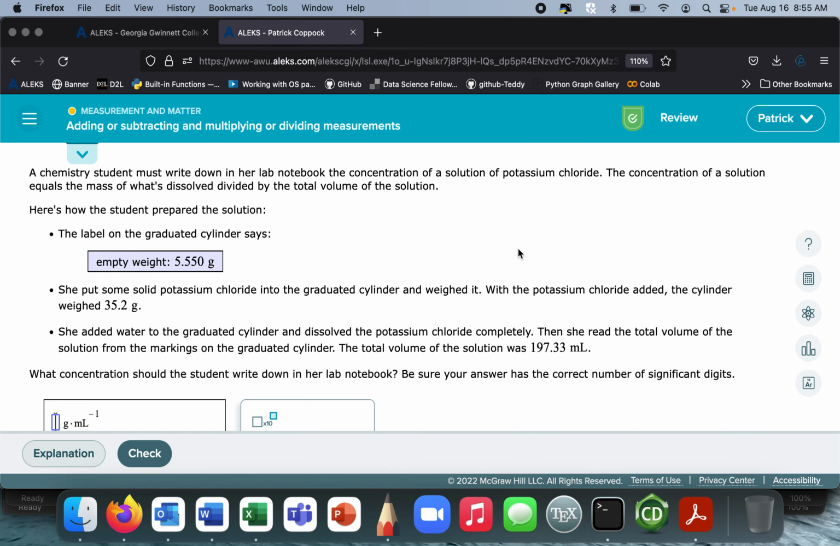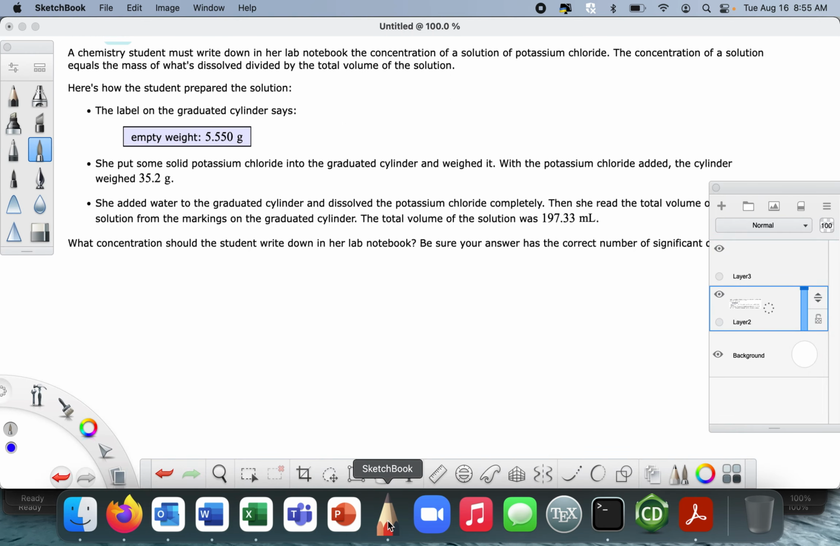Okay, so this is a topic that typically gives students fits because it's so easy to make a mistake on. So what I've done is I've snapshotted this and put it over to my whiteboard. Let's go over to my whiteboard, and here we have it. A chemistry student must write down in her lab notebook the concentration of a solution of potassium chloride. The concentration equals the mass of what's desired. Okay, gotcha. So this concentration, let me put that in red here.